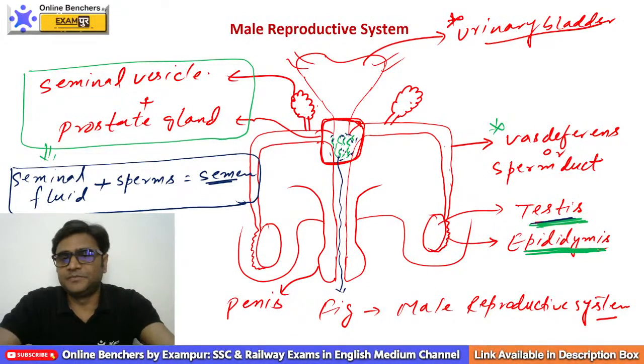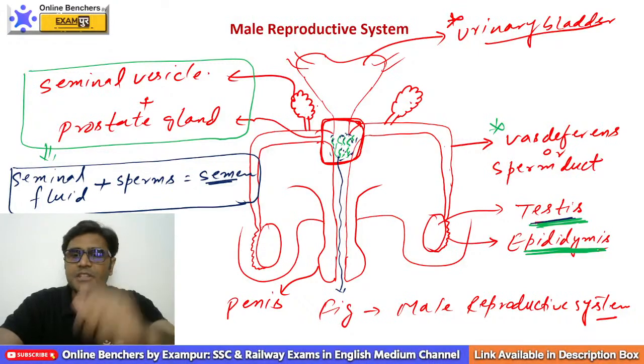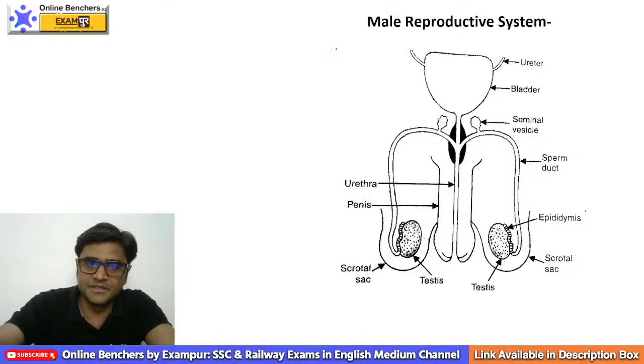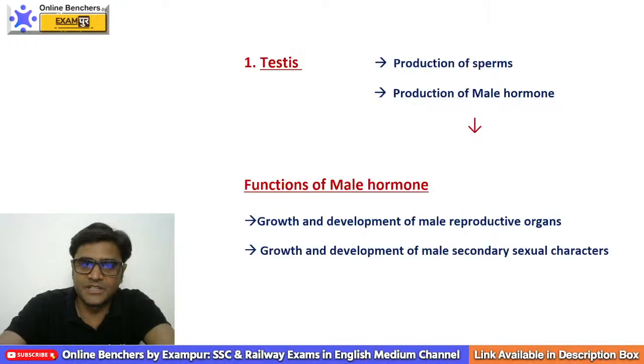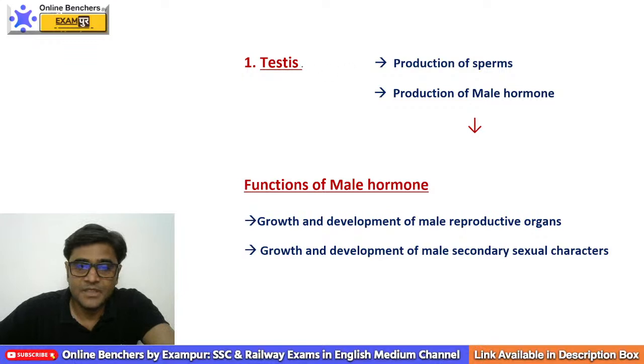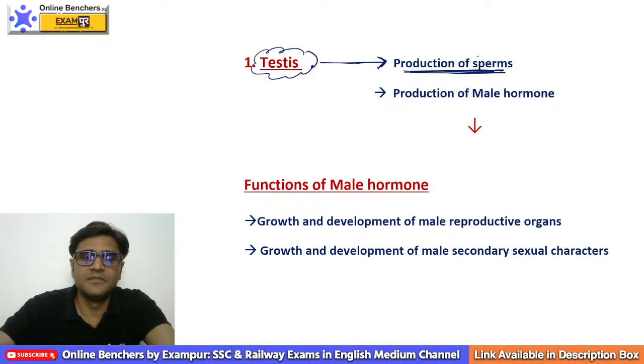So I'm going to talk about functions of each organ of your male reproductive system. So let us start with testes. This is the male reproductive system. Now, when we talk about the testes, what is the major function of testis? It takes part in production of sperms. This is the major function.